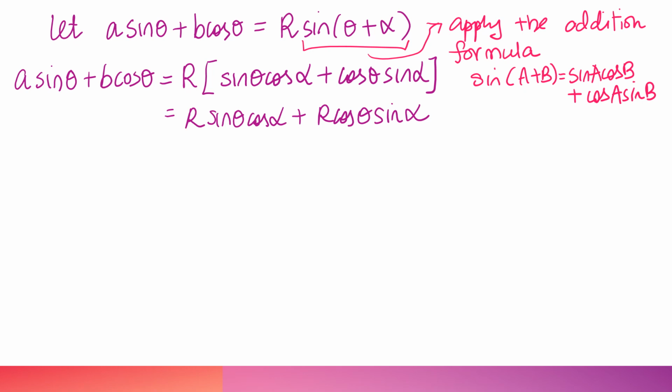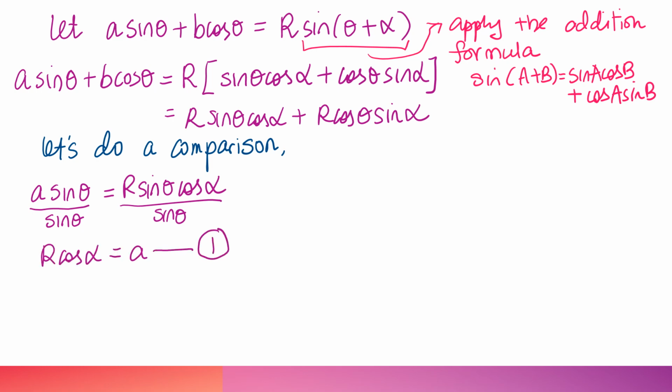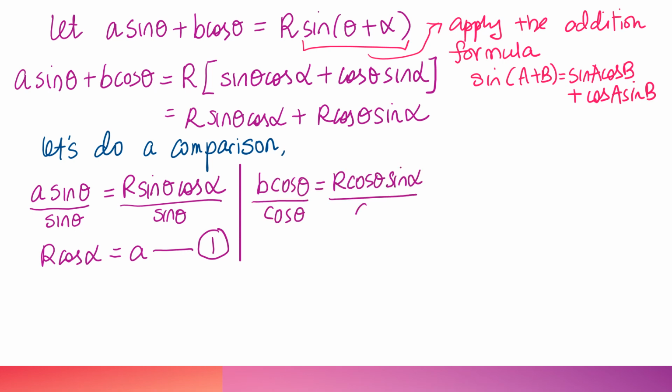Alright, so what's the next step? We're going to do a comparison. We let a sine theta equal r sine theta cos alpha, and we divide both sides by sine theta so that you will have a equals r cos alpha. We're going to call that equation 1. Likewise, we let b cos theta equal r cos theta sine alpha. We divide both sides by cos theta, and we end up getting r sine alpha equals b, and we're going to call that equation 2.